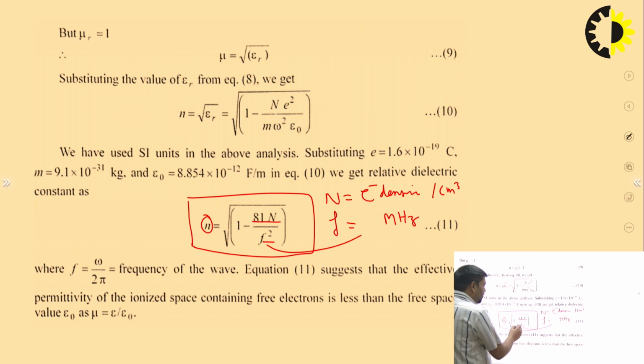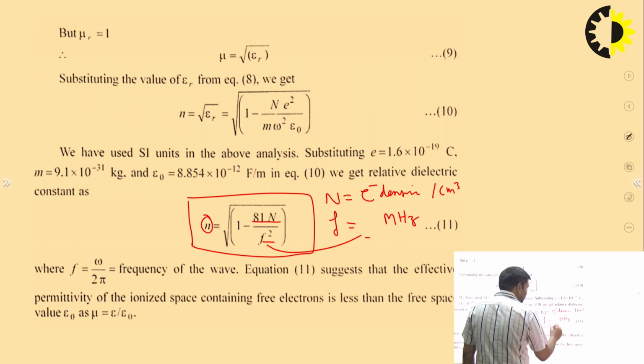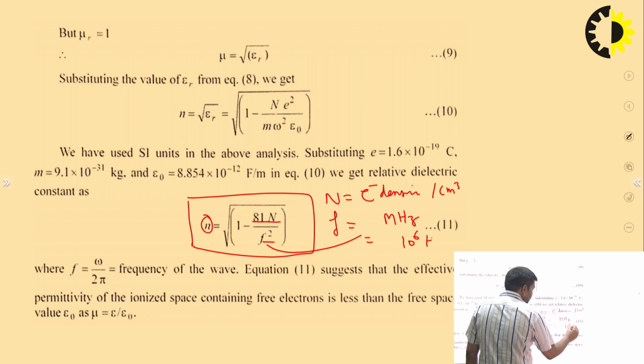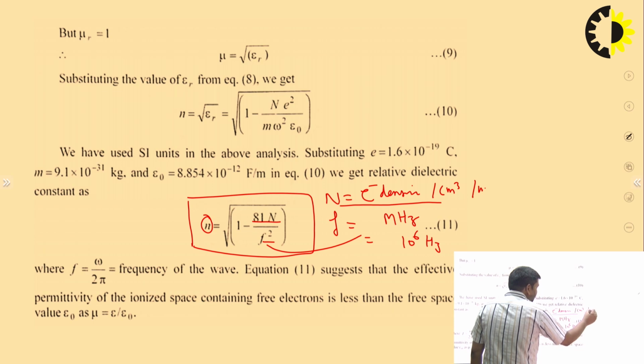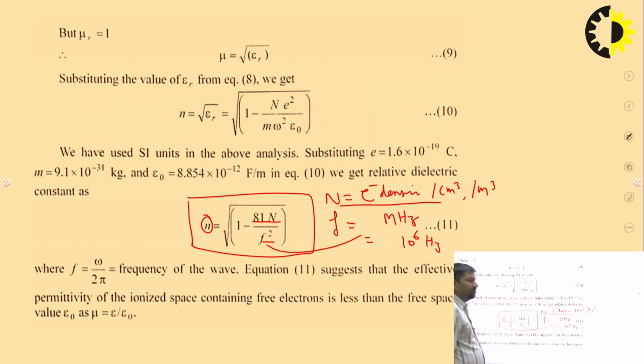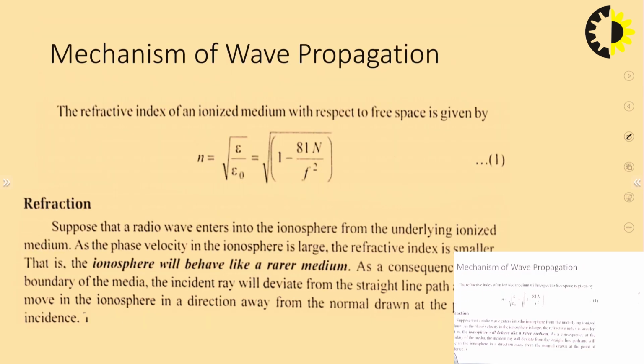If you put f in megahertz, that means 10 to the power 6 hertz, and then you put the electron density in per meter cube. You have to convert the electron density which is given, and we find the refractive index of that particular layer by using the formula n equals the square root of 1 minus 81 N upon f square.